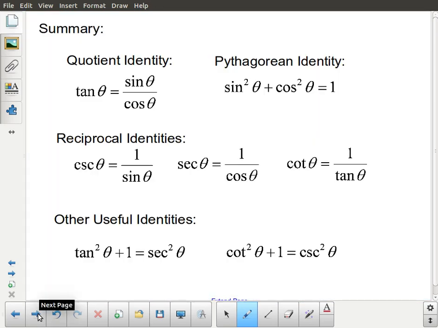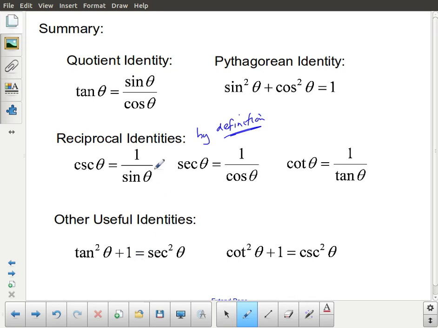So putting all of these things in one place, we started in our previous lesson. We looked at the quotient identity, we looked at the Pythagorean identity, and I showed you where those come from. Now we have the reciprocal identities. I'm not showing you where those come from. These are just by definition. I'm not trying to justify the reciprocal identities, just in the same way that I never justified what sine theta, cosine theta, or tangent theta were. They were given by definition.